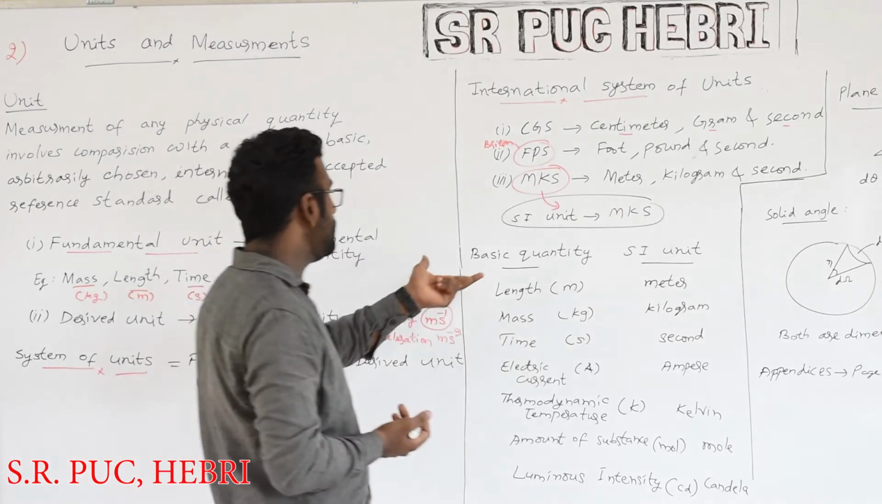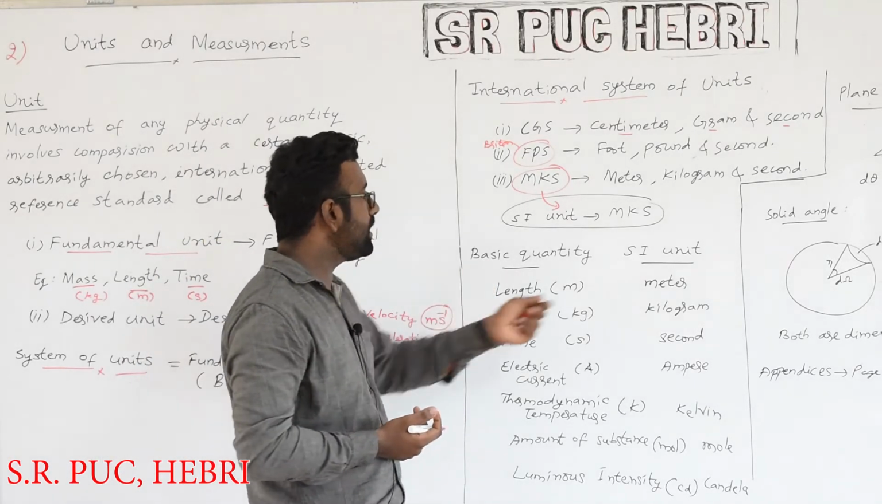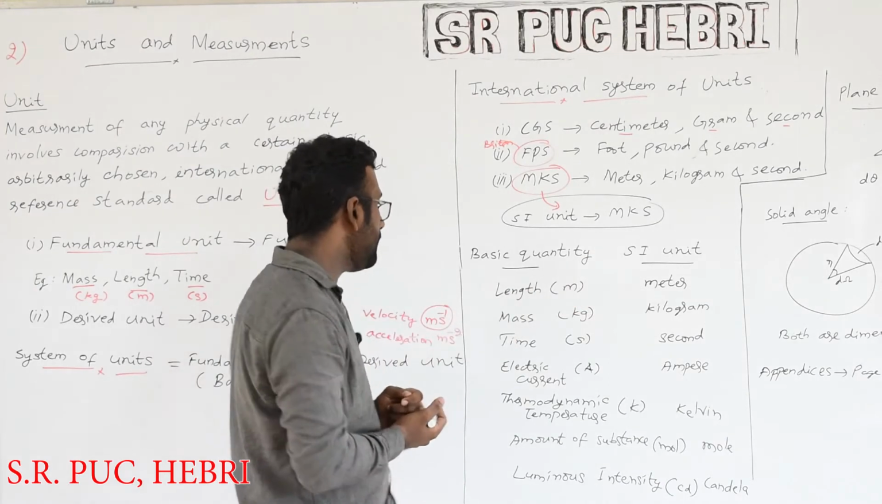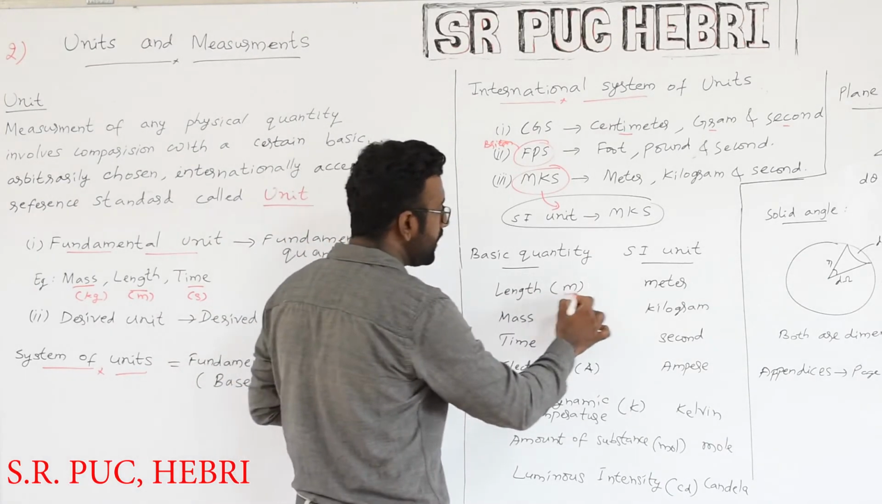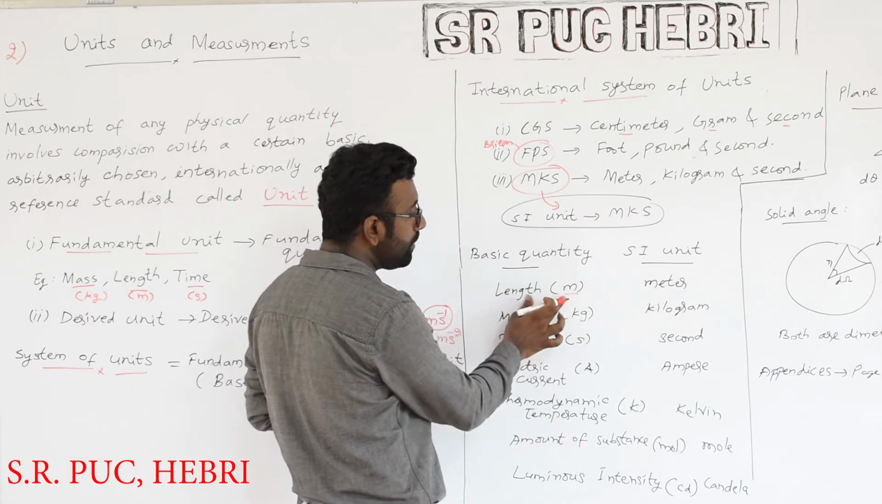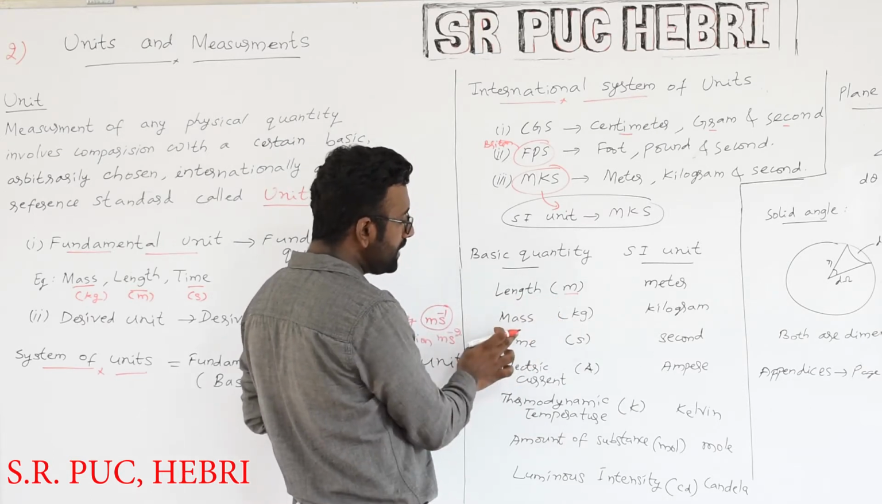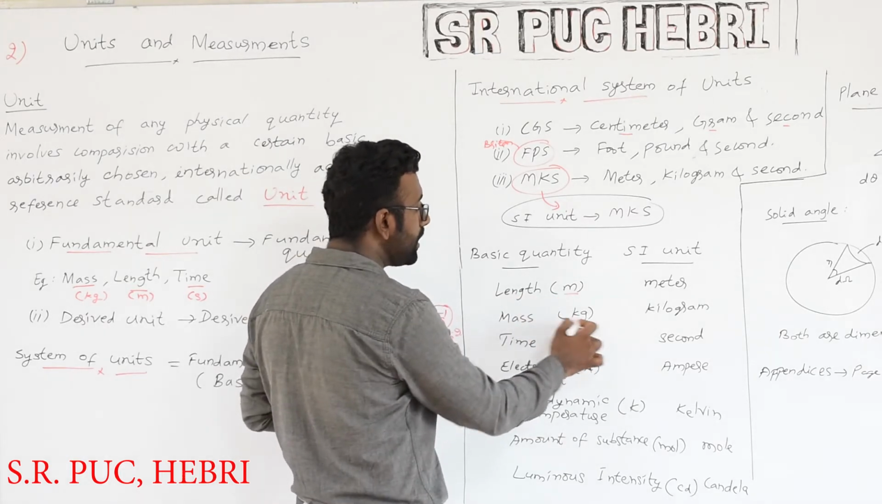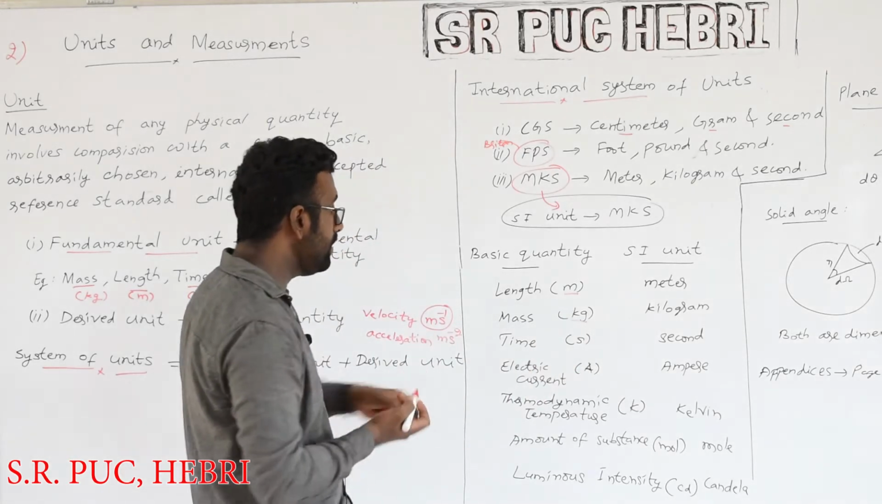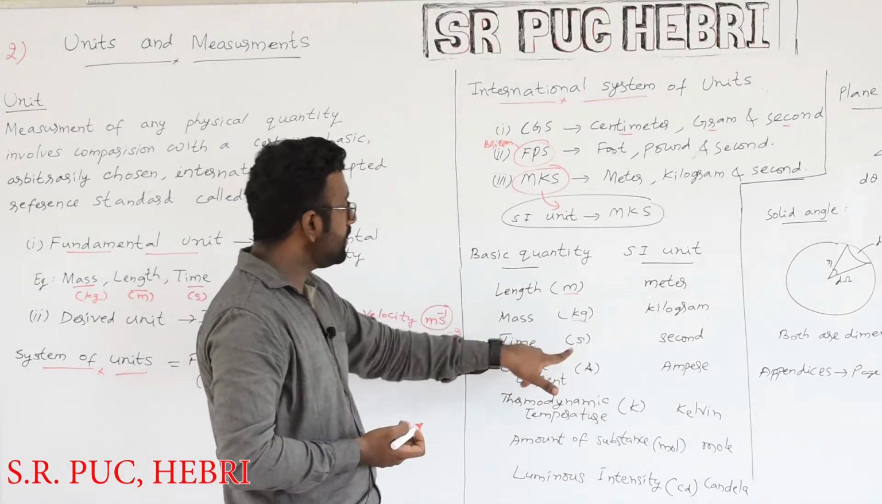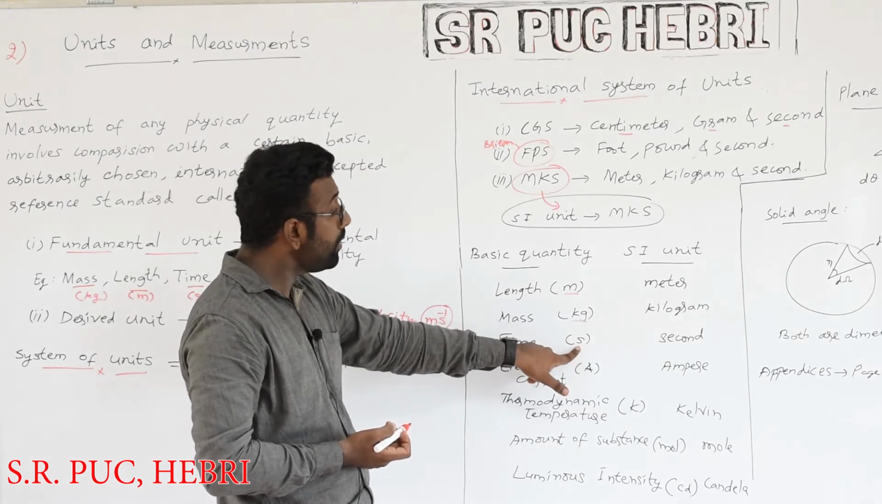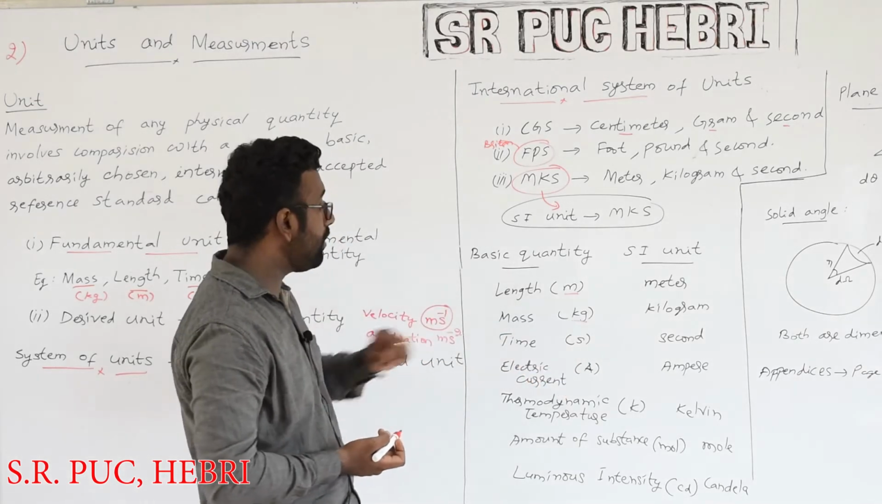Now let me explain some of the basic quantities and their SI units. Length: the SI unit is meter, denoted by small letter m. Mass is kilogram, denoted by kg. Time is seconds, denoted by s. So these things we have already seen.